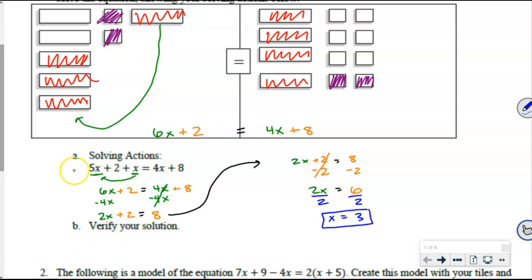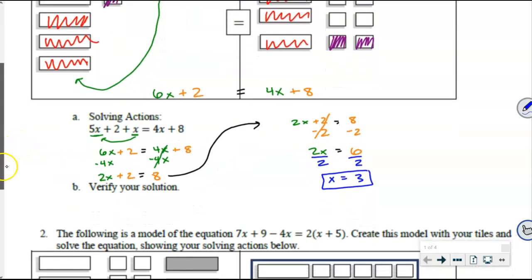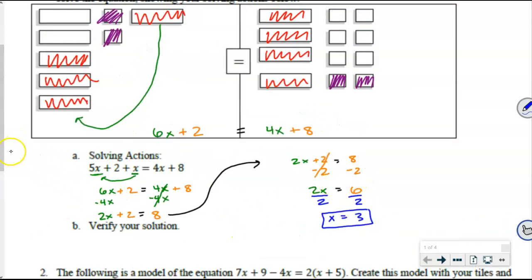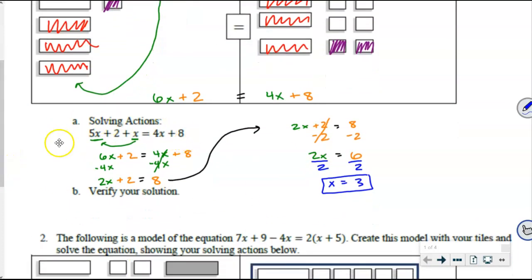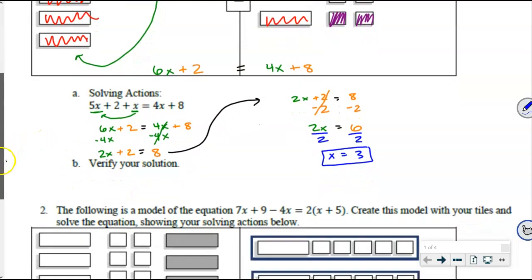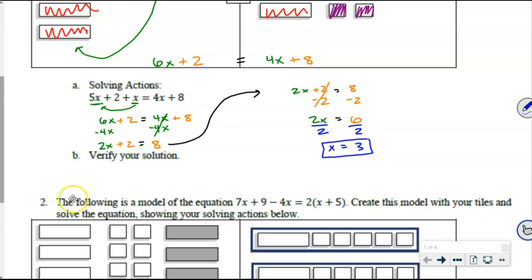Verify the solution. Something that we struggled with on our test. Verify the solution. Take the answer that we got and plug it back into the original, not the simplified. If you plug it into the simplified version, then you're never going to catch a mistake that you may have made in the simplifying process.